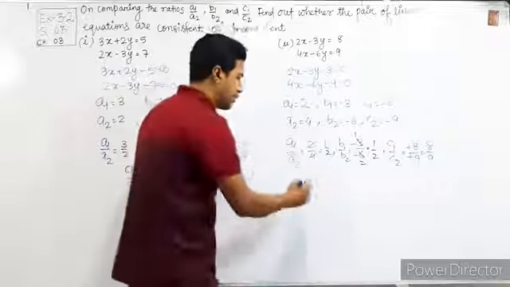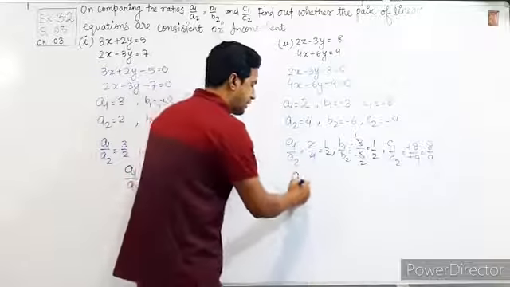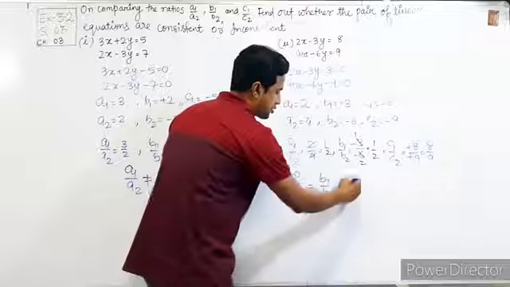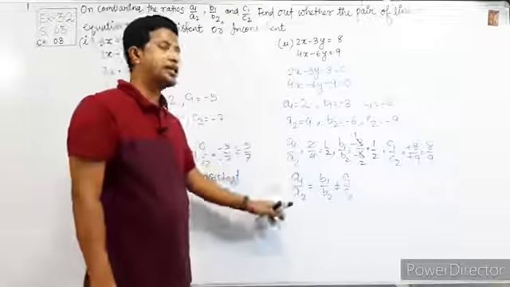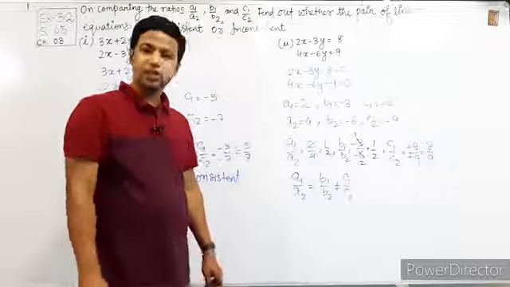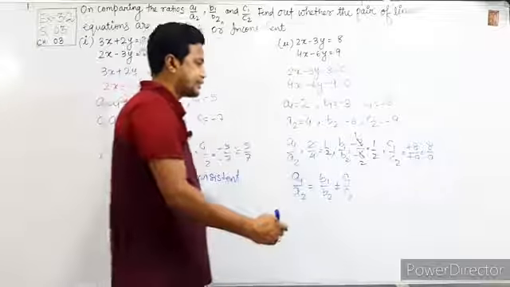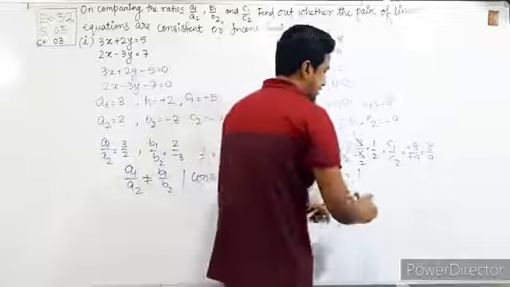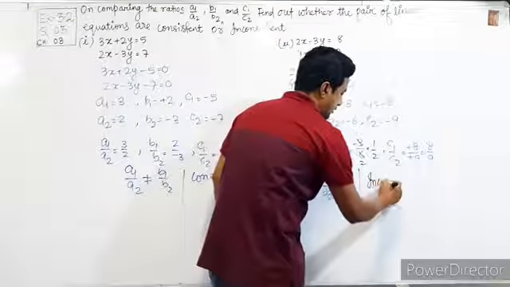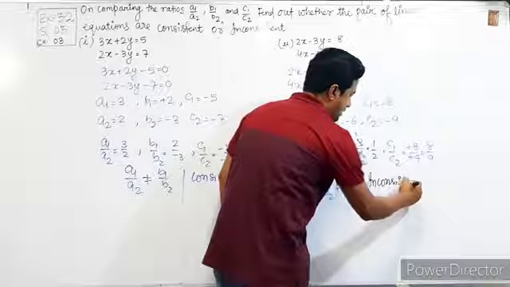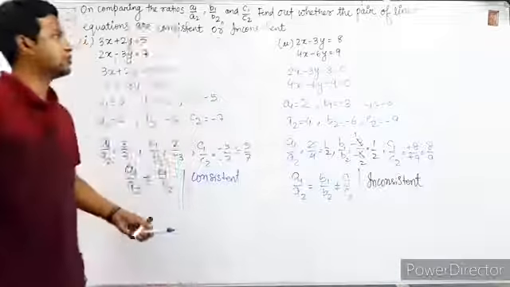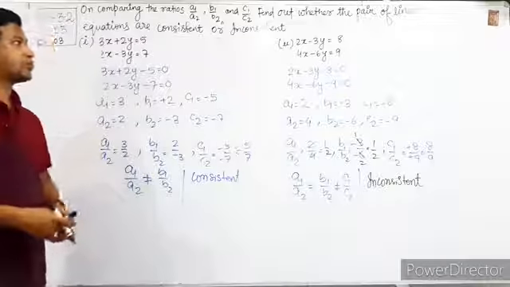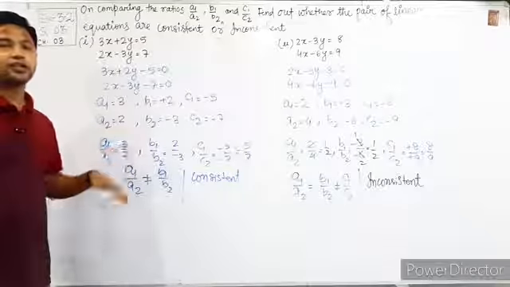So what I found is a1 by a2 is equal to b1 by b2 is not equal to c1 by c2. In this case, if a1 by a2 is equal to b1 by b2, which is not equal to c1 by c2, then the system is inconsistent. The system is inconsistent. So this is all about question number 3, how you are going to find whether the system is consistent or inconsistent.